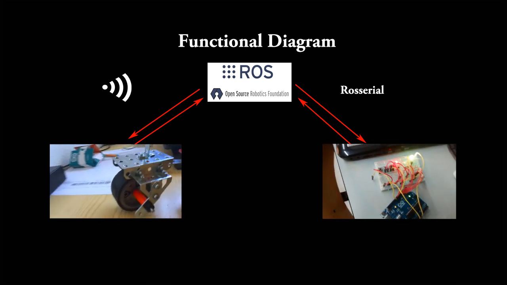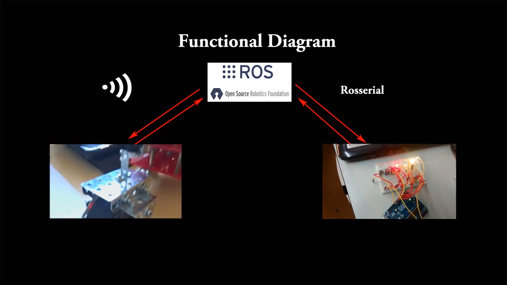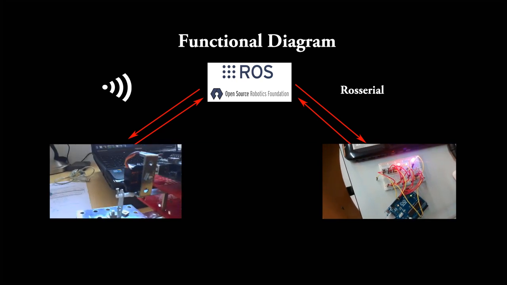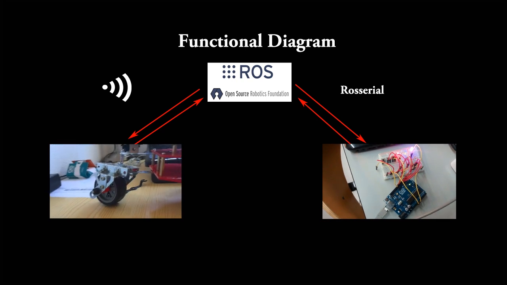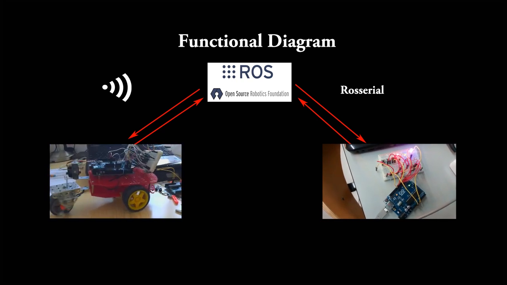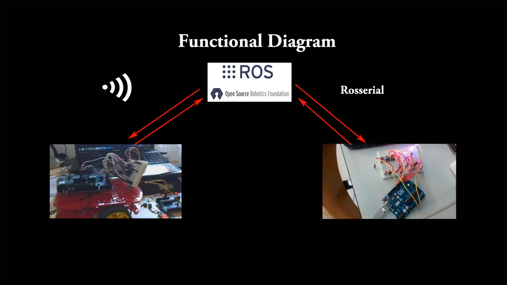The system comprises the car platform, which has an Arduino Mega, a Wi-Fi Shield, and a custom shield for the motor driver and other stuff. Furthermore, we have a PC running ROS as main controller, and finally, an Arduino UNO linked to the PC by ROS serial, which works as a remote controller.